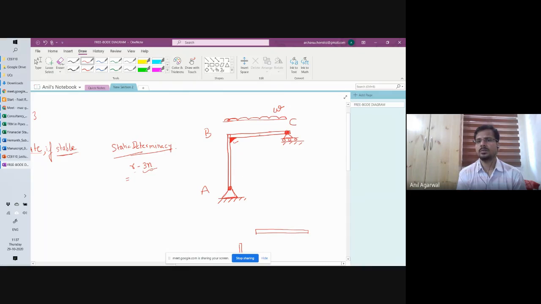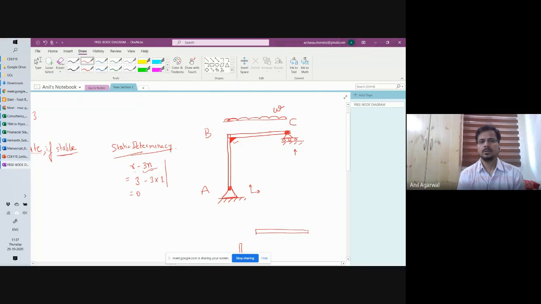So if I don't break this entire structure into any subsequent parts, I just remove the boundaries. Then for each boundary, how many reactions do I get? I get 2 reactions for this boundary, and I get 1 reaction for this boundary. The total reactions are 3. Okay, and how many parts do I have? I have a single part. So 3 times 1. That gives me 0. So static determinacy is 0.